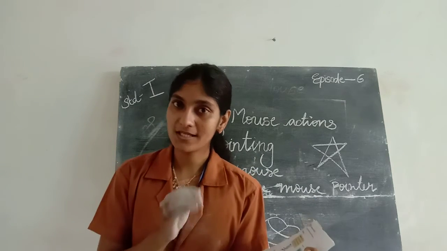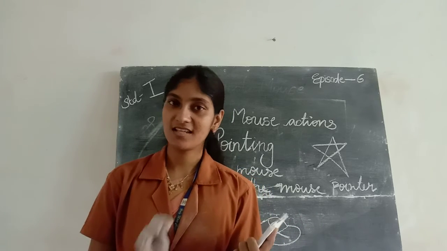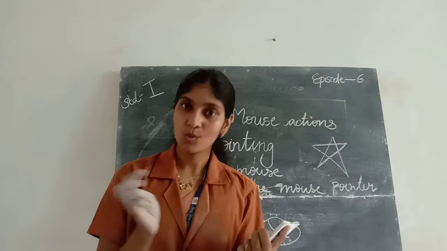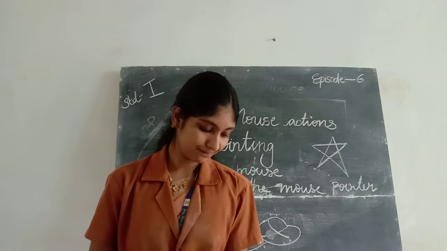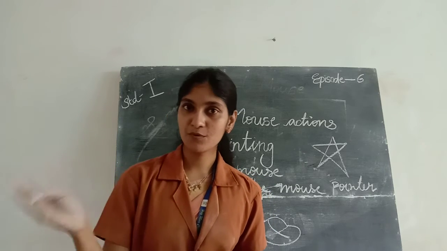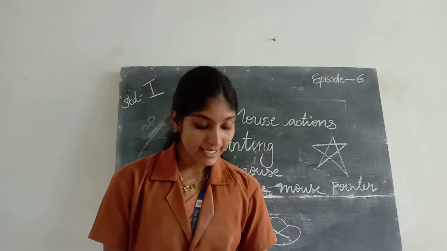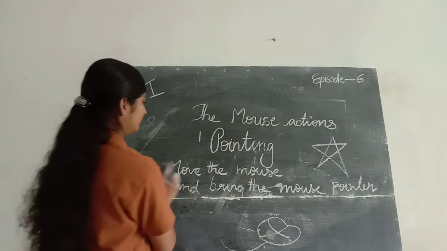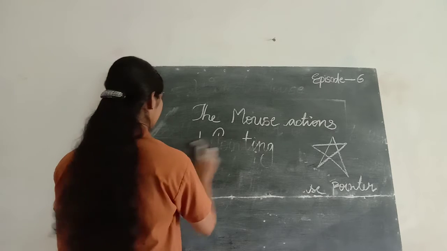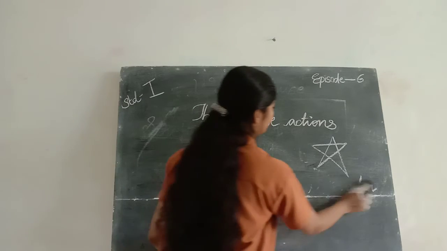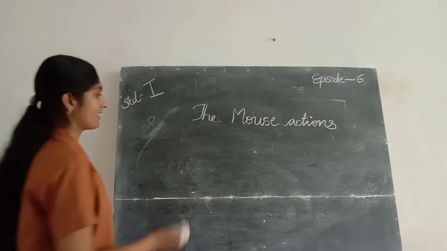So that means pointing, aiming at a particular position, simply aiming at a particular position. That is pointing. Pointing means what? Move the mouse and bring the mouse pointer where you want to point it. Then mouse pointer will move to any direction of that screen. Next is clicking the mouse. Second is what? Clicking the mouse.